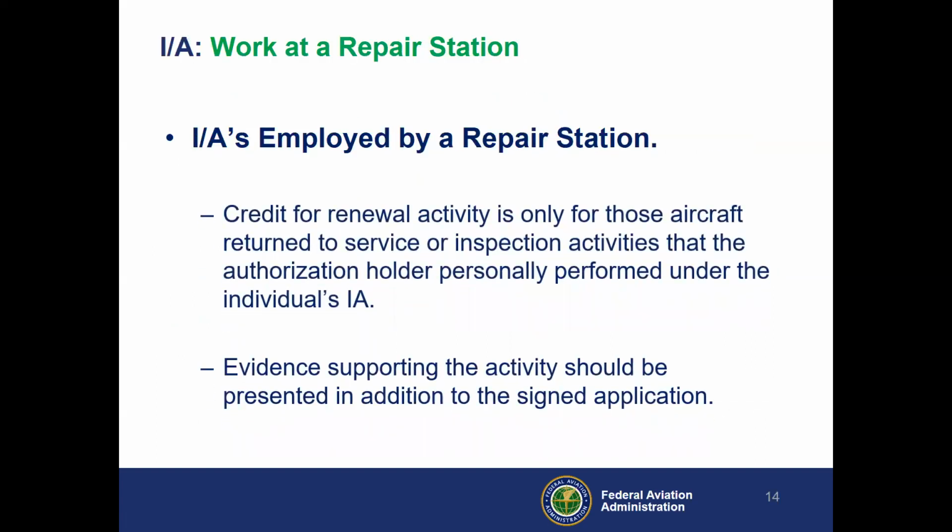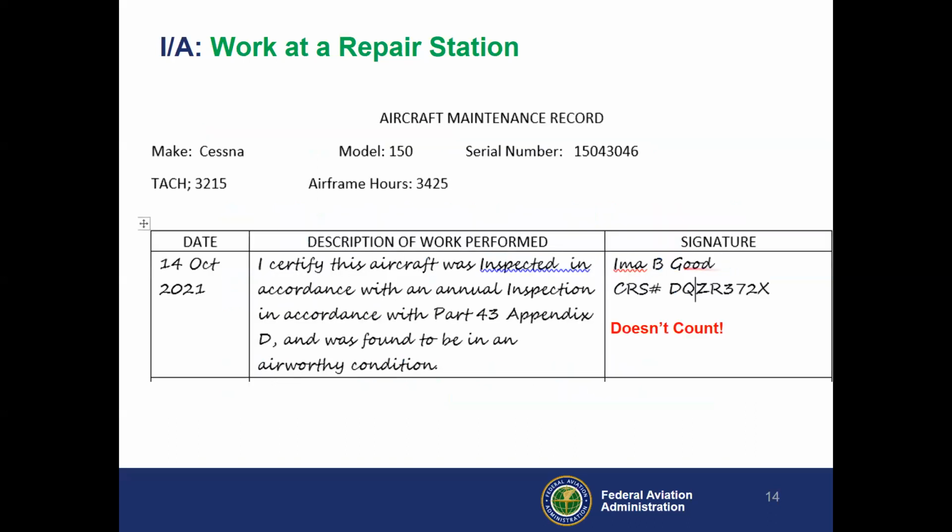Just a reminder, if you're working at a repair station, the credit for a renewal activity is only for those aircraft returned to service under your IA, not by the repair station. So when you submit your supporting documentation, keep that in mind. And here's an example of a log entry. Annual inspection was signed off using the repair station number, and that can't be counted.